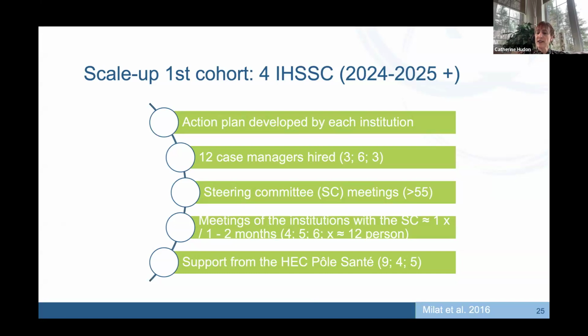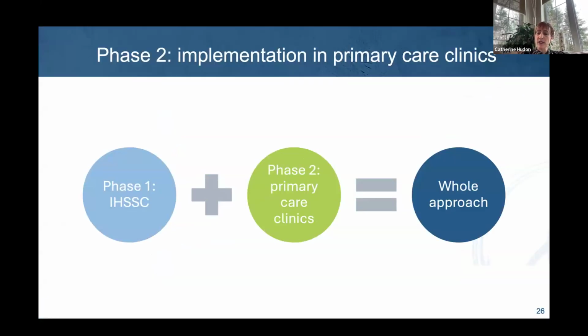The steering committee meets with the implementation committee of each institution every 6 weeks. We have decided to implement the approach in 2 phases in each territory, starting with the case managers in the establishments. The deployment of case managers in primary care clinics will take place in the second phase, approximately 6 months later. The case managers in the establishments will identify and refer patients to the case managers in their respective clinics. The presence of well-trained case managers in the establishments will promote capacity building for case managers in the clinics.